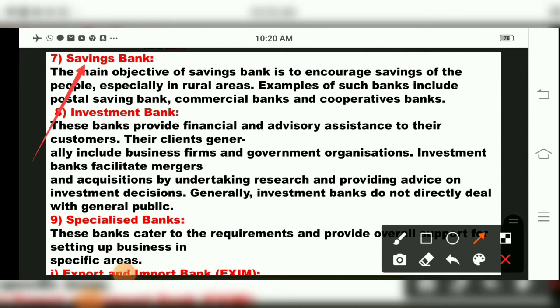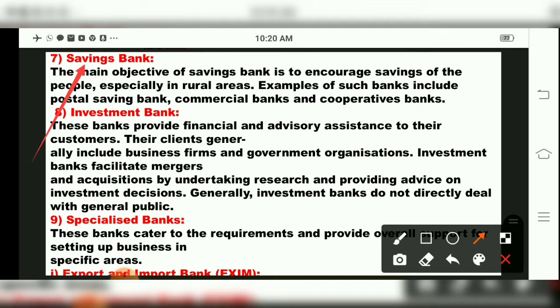Now what is a Savings Bank? The main objective of a Savings Bank is to encourage savings of the people, especially in rural areas. Examples of such banks include Postal Savings Bank, commercial banks and cooperative banks. Savings bank means the main objective is saving. We all know we do savings. Why do we do savings? For the future. Yes or no, children? But if we save in a bank, you get a rate of interest on that.